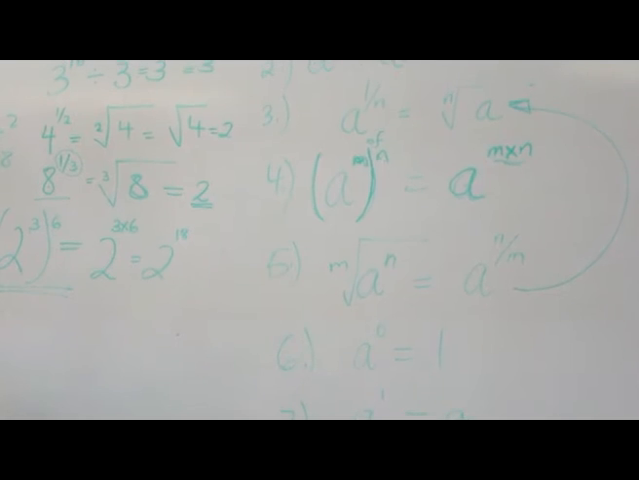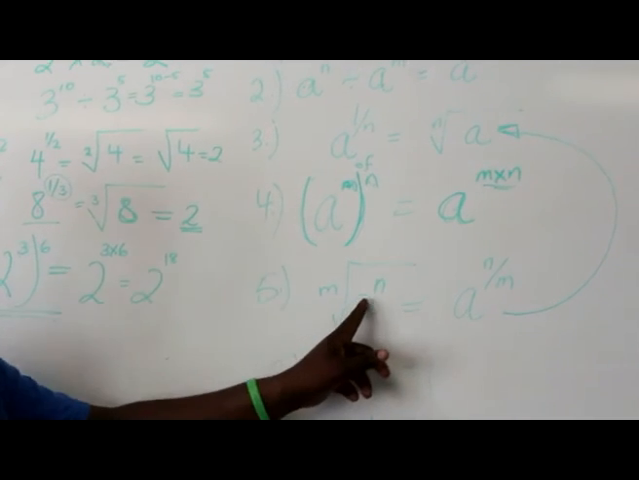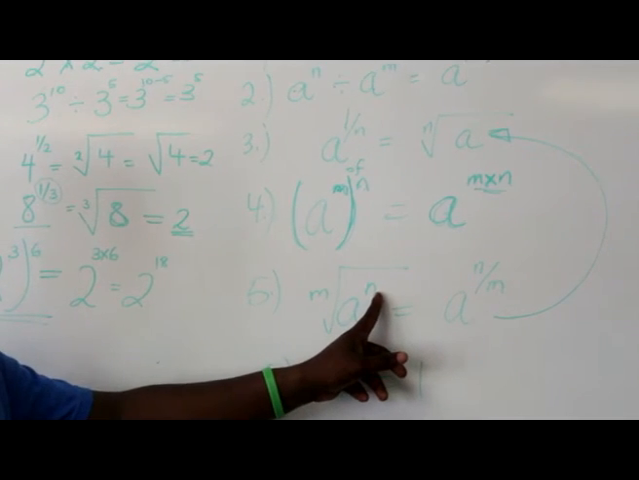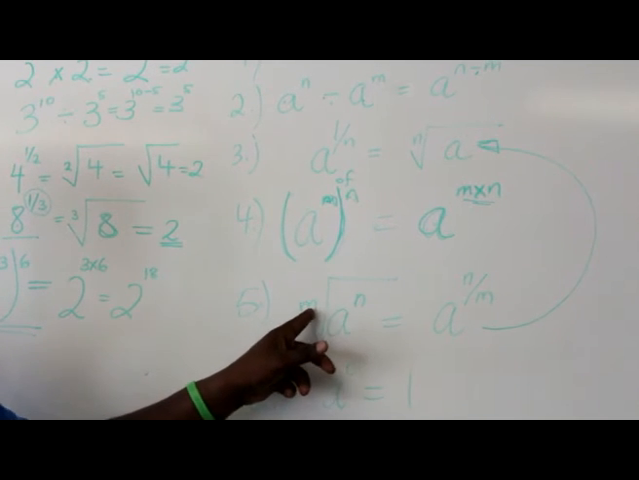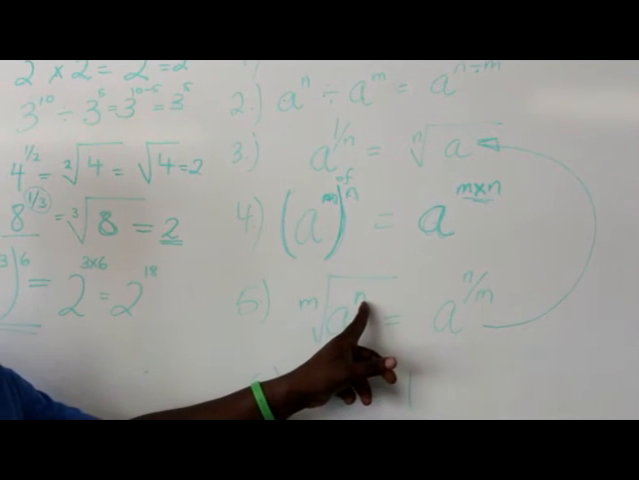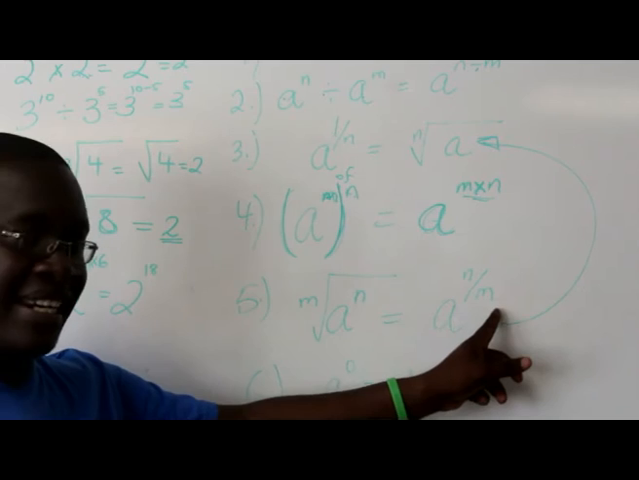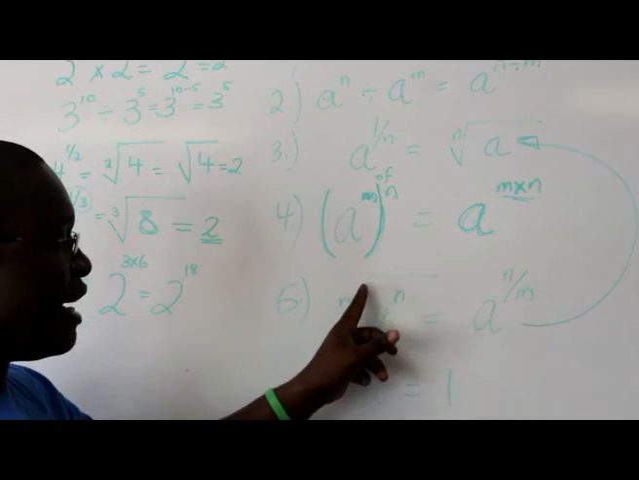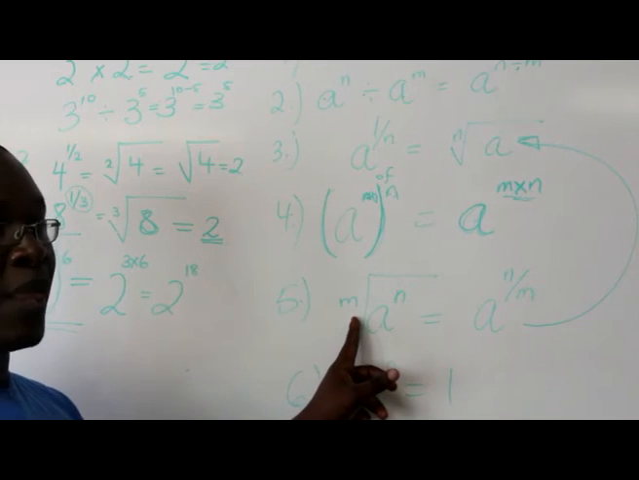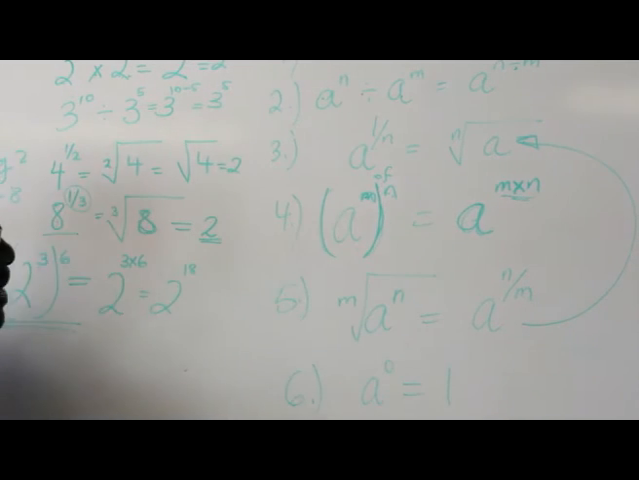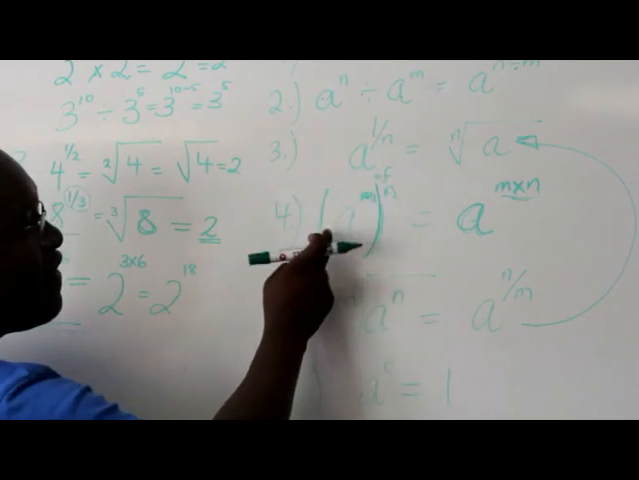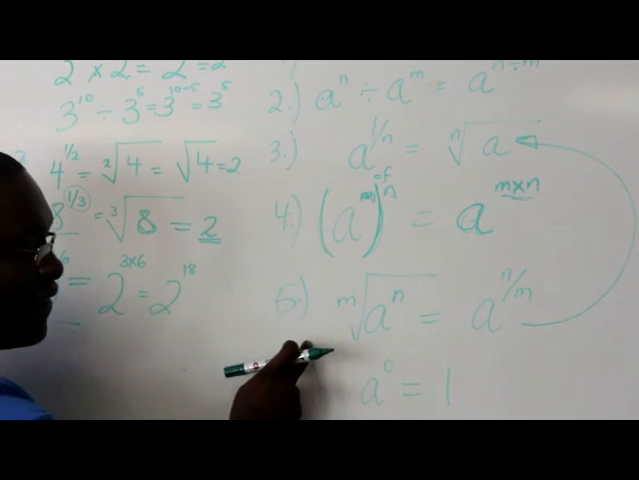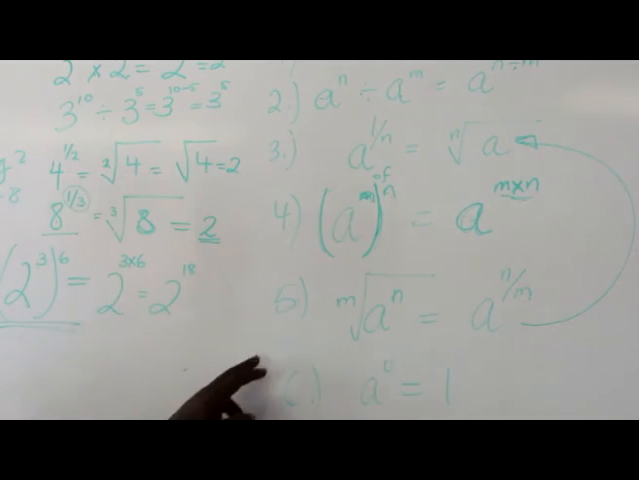Because here you're saying a to the power of n. What is the mth root of a to the power of n? When you've got a fraction as a power, it means you're talking about roots. But now, you will find that combining 3 and 4, we have 5. I'll show you how.